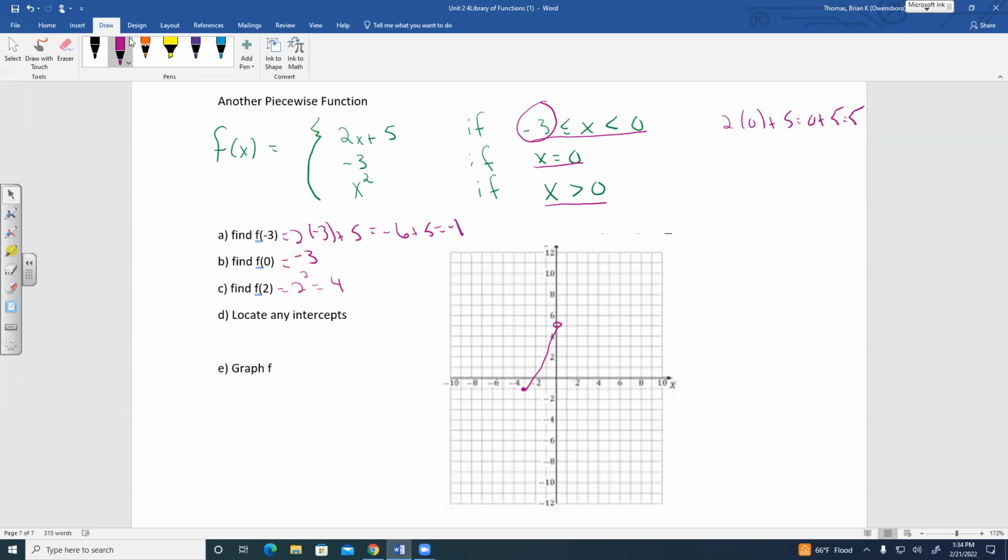When x is 0, y is -3. So 0, -3 would be the other point. So 0, -3 would be down here. So that would be that interval. And the x squared function is, remember, that U shape. So remember, we have 0, 0, but notice that we can't include that. It's got to be greater than 0.